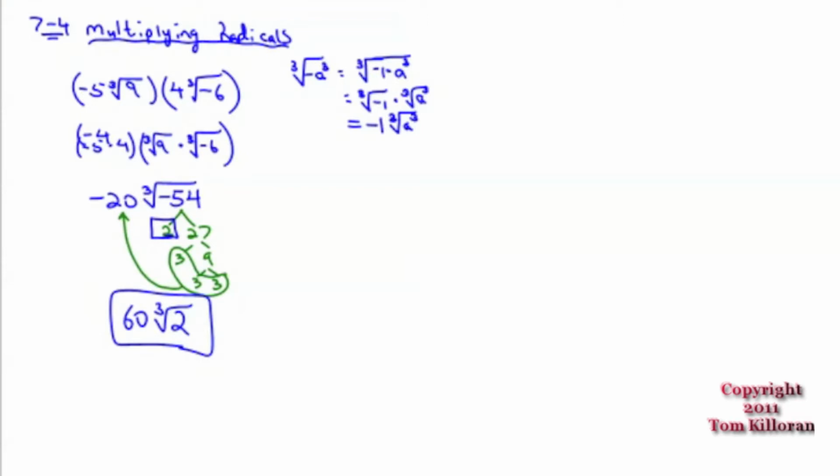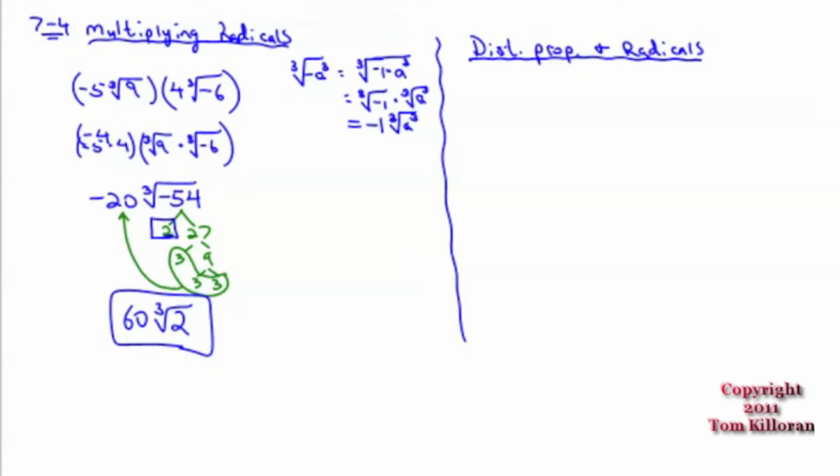So that's just a quick review from last time, and I want to just extend it into the distributive property and radicals. Just because they look different does not mean they behave differently. So if you have -2 square roots of 5 times 4 square roots of 10 minus 3 square roots of 15. The distributive property still kicks in.